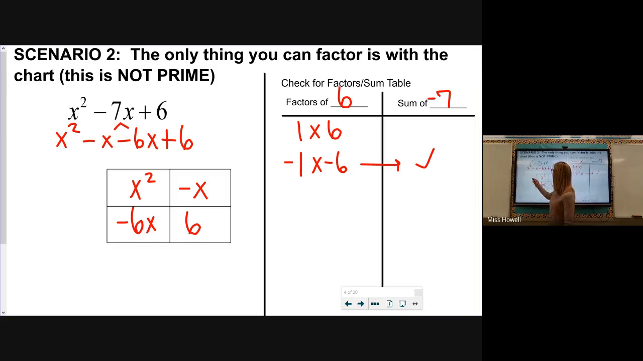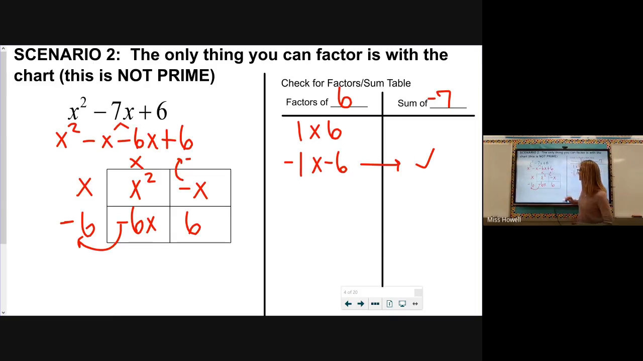So x squared and negative x both share an x. Factor it out. Negative 6x and 6. Remember, this is a star block. It's negative. This automatically comes out, so this would be a negative 6. Be careful there. All right, x squared and negative 6x both share an x. And again, this is a star block.